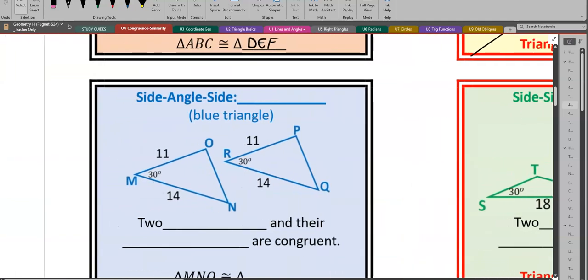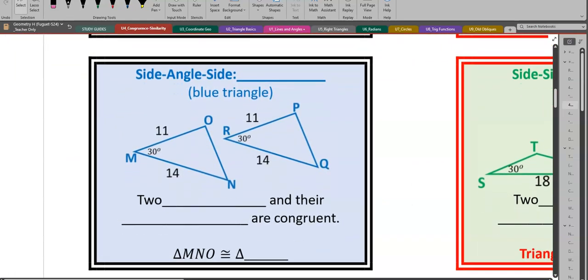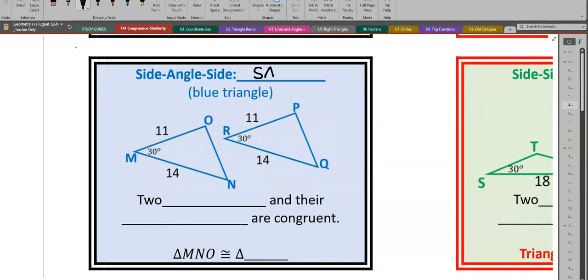All right, so we've looked at all 3 sides and all 3 angles. What about a mixture of sides and angles? So the blue triangles we actually call our side-angle-side triangles. And what's really important here is that we're going to have 2 sides that are congruent, once again, corresponding sides. And we have that here. We have our 11 and we have our 14.